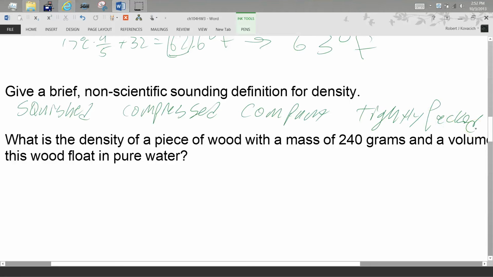I like how tightly packed. So how tightly packed the atoms are if it's an element, or how tightly packed the molecules are if it's compounds. We okay with that? So what metal would have tightly packed atoms? Gold, osmium, those kind of things. And an element or a metal that has loosely packed atoms? Aluminum, lithium, those metals have loosely packed atoms.